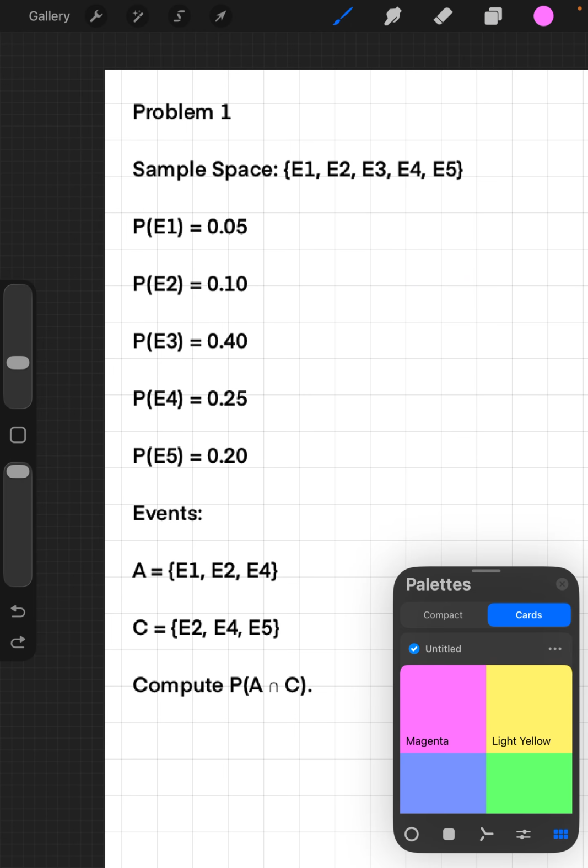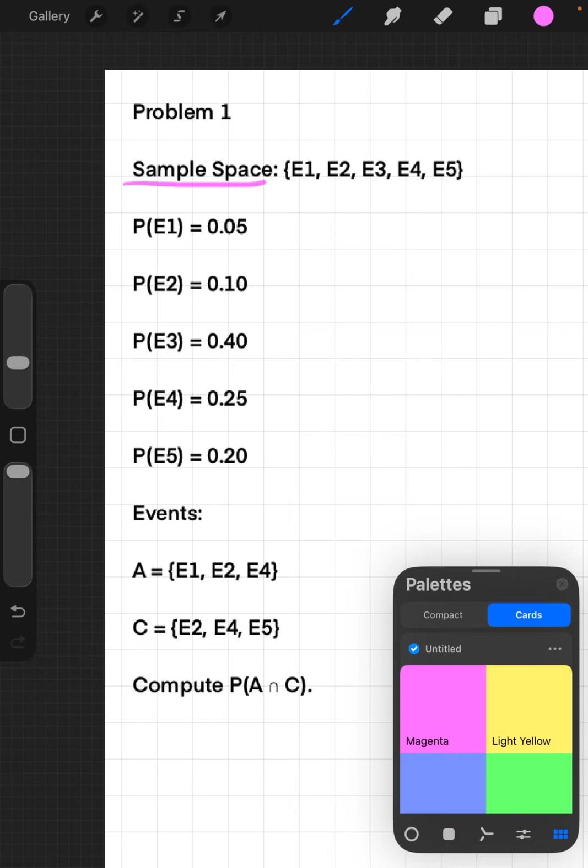Hi everyone, I just wanted to make another video to talk more about union and intersections. I'm going to help you solve these questions step by step so you get a better grasp on understanding. The first problem we're going to do is problem 1, and this is our sample space.